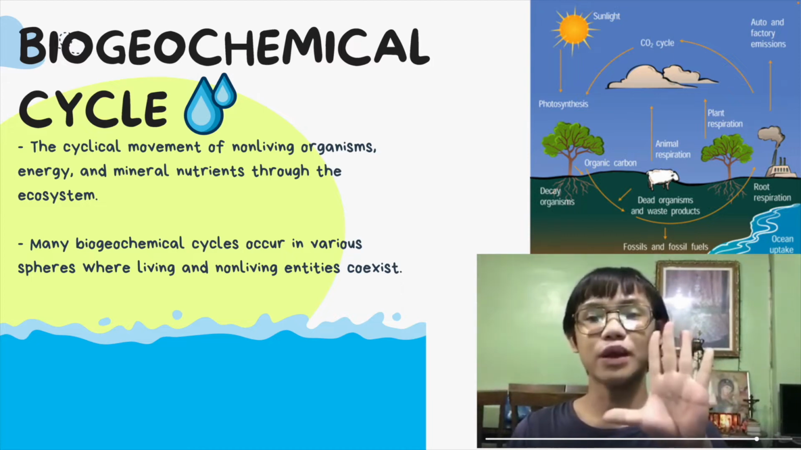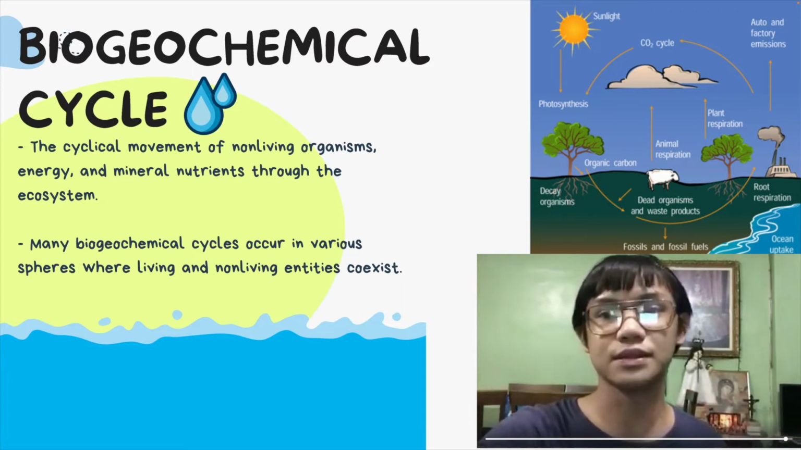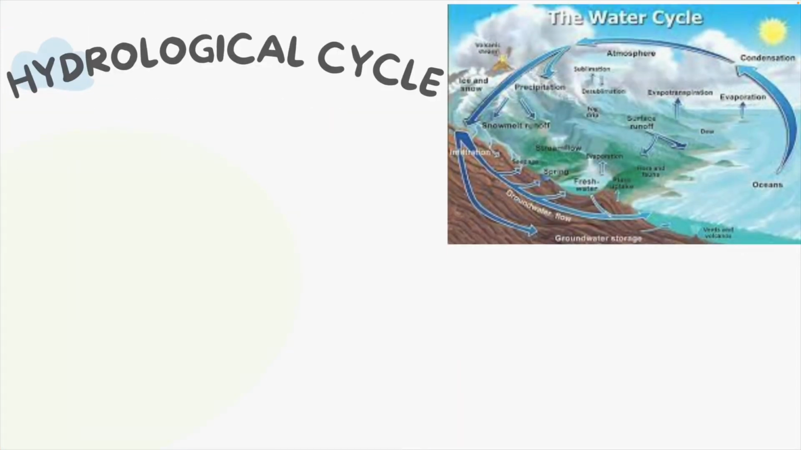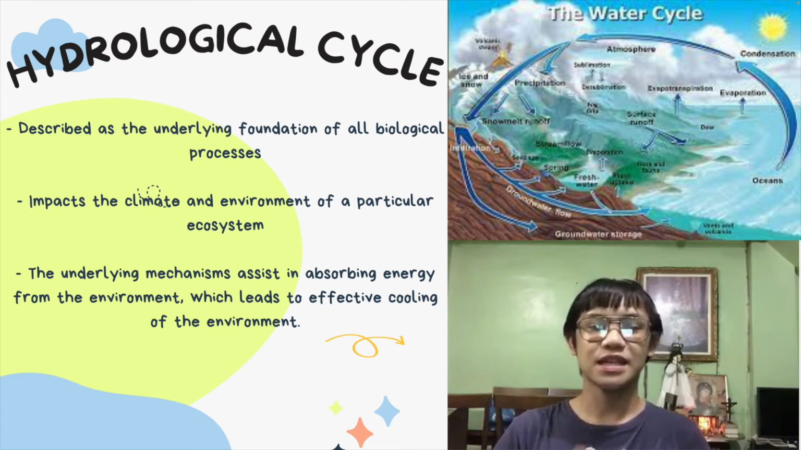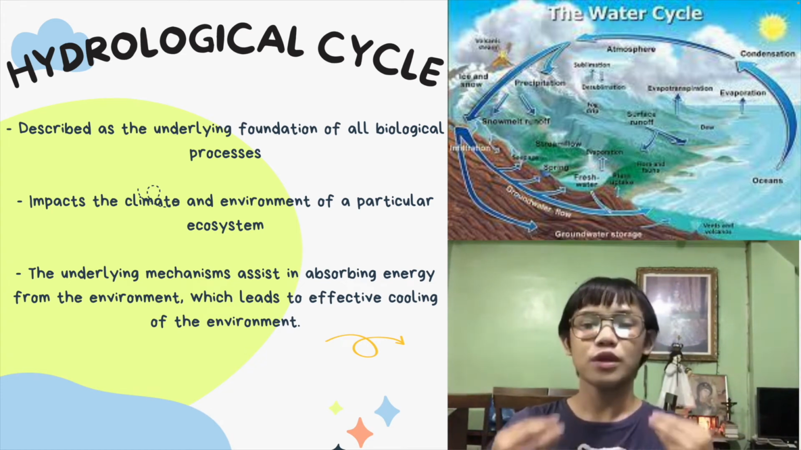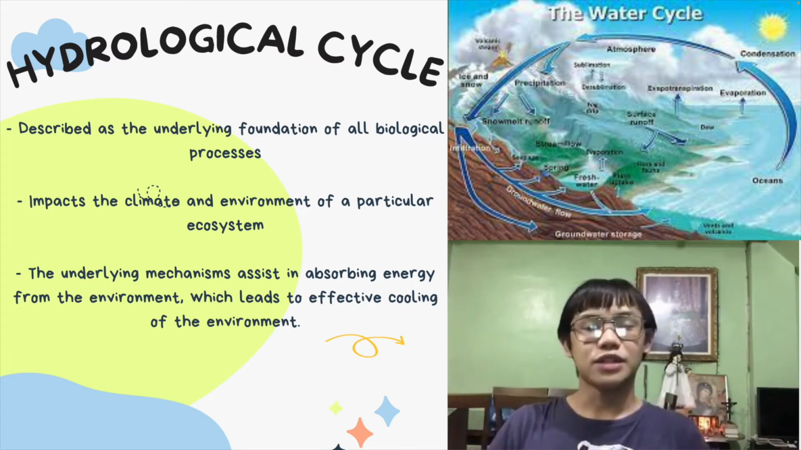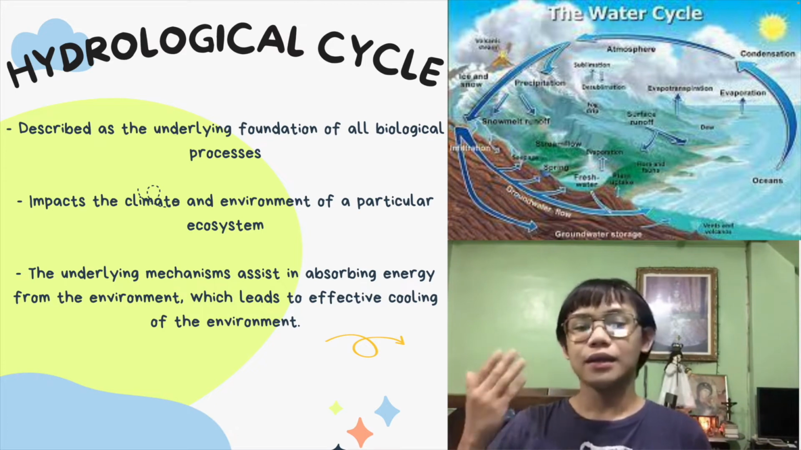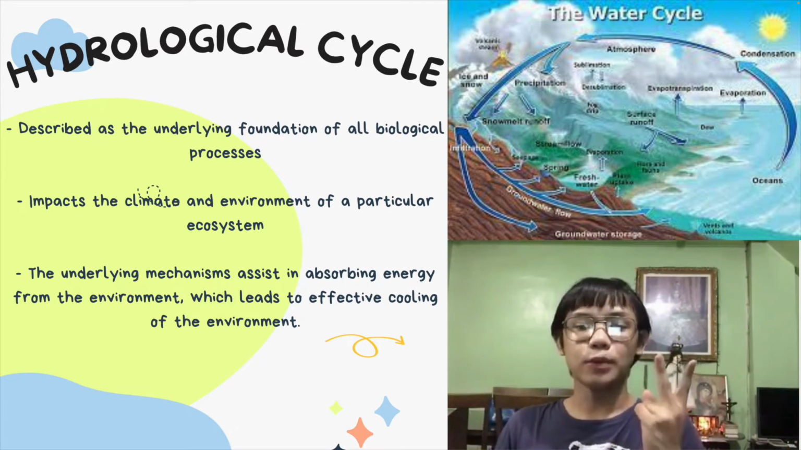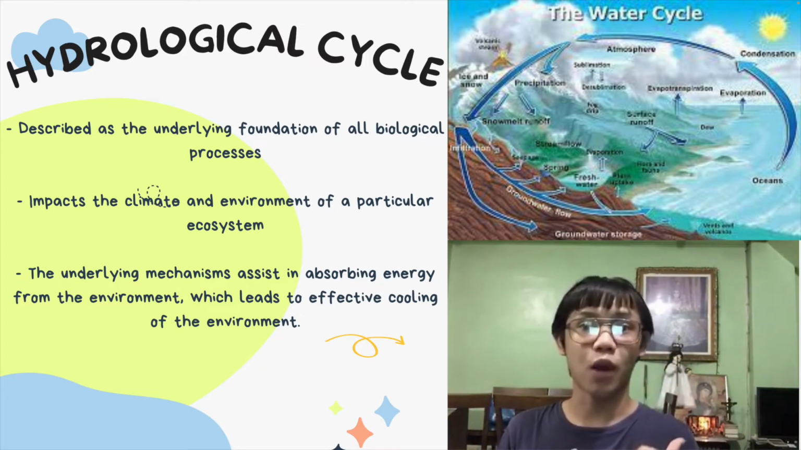There are 5 biogeochemical cycles that occur in our surroundings. The first cycle that we'll be going to discuss is the hydrological cycle, also known as the water cycle, which is one of the most fundamental cycles in the biogeochemical processes. Why? Because it impacts the climate, water purification, mineral transportation, and the replenishment of the land and fresh waters in our surroundings.